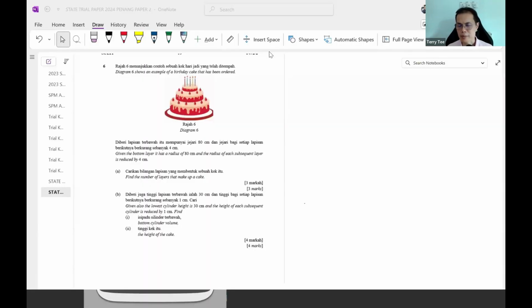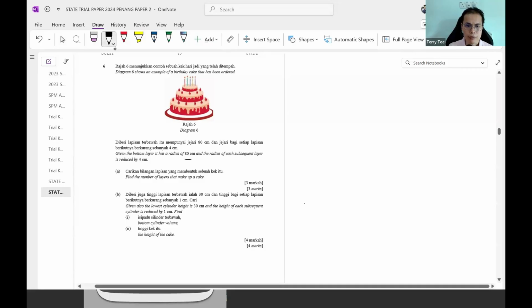Okay, let's move on to question number 6. This is from Form 4, chapter 5, progression. The diagram shows an example of a birthday cake that has been ordered. The bottom layer has a radius of 80 cm. Let me just highlight that for you. The radius of each subsequent layer is reduced by 4. Find the number of layers that make up the cake.